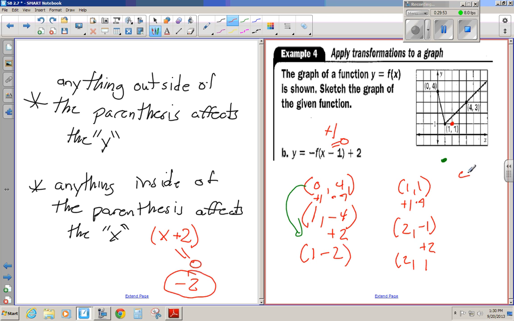All right, so take 4, 3, and you add 1 to the 4. Multiply that by negative 1. That's your first change. Then we add 2, and you get 5, -1. So what you've done is you now have a new shape that got flipped over. All these points got flipped over the x-axis and shifted around. So it ends up looking like that.